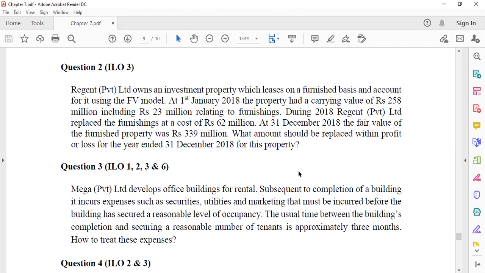At 31st December 2018, the fair value is also given at the end of the period. You know that if you go for the fair value model, at each reporting date you need to get the fair value and that particular remeasurement has to be done. So you did the remeasurement, it's 339 million. What amount should be recognized within profit or loss for the year ended 31st December 2018? And what must be the amounts that you should recognize in the PNL? That's what the question is about. Okay, so you can give it a try. If you do that using a kind of account, that would be easy.